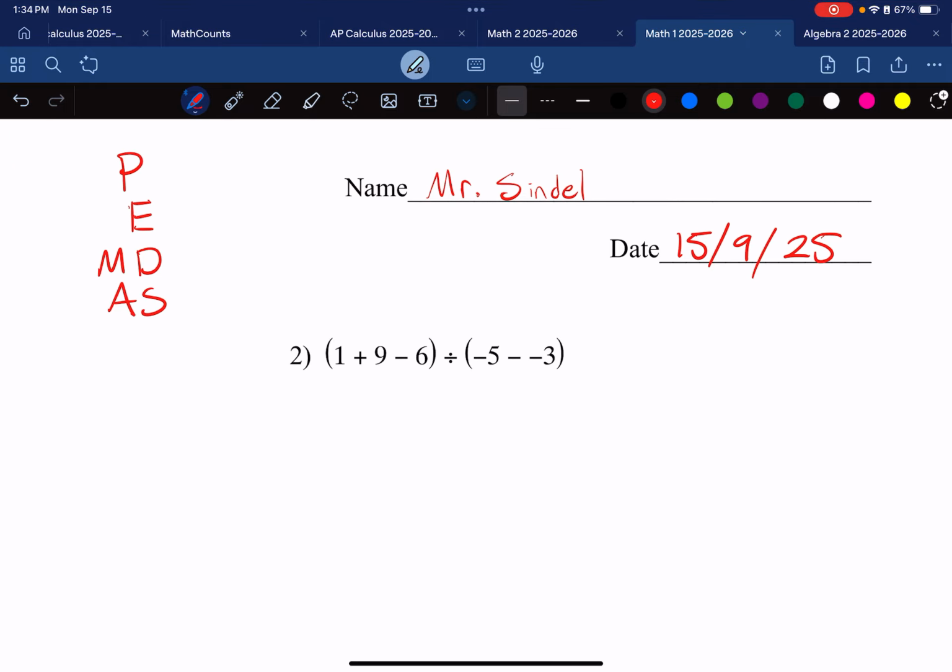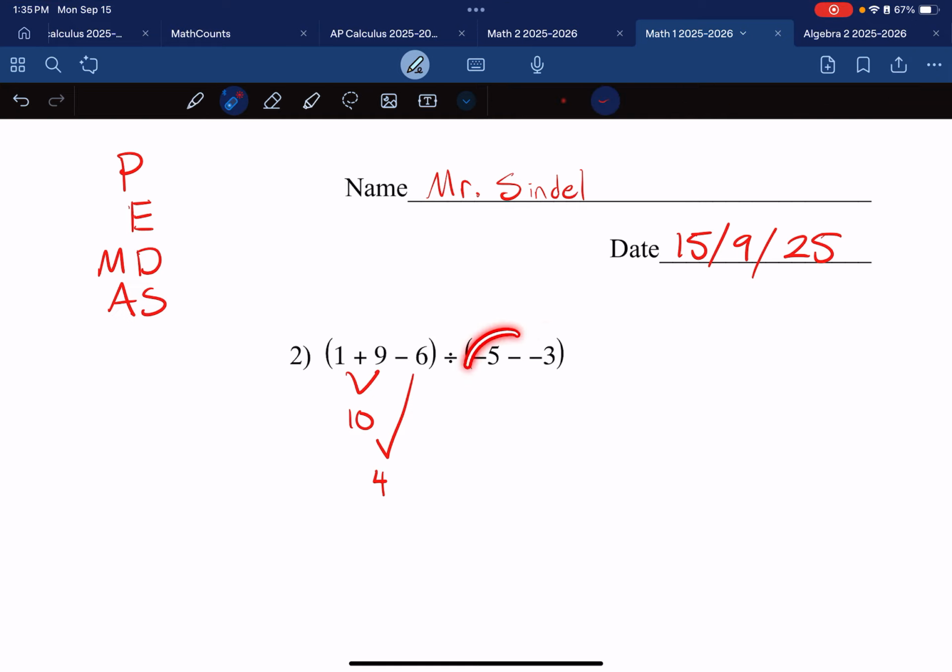In number 2, again, I solve everything inside the parentheses, and I'm noticing that there's a bunch of things to do inside the parentheses for number 2. The first thing I'm going to do is left to right. I'm moving with addition and then subtraction, not because addition and then subtraction, but because I'm moving from the left to the right. 1 plus 9 is going to be 10, and then 10 minus 6 is going to be 4. I was just double checking.